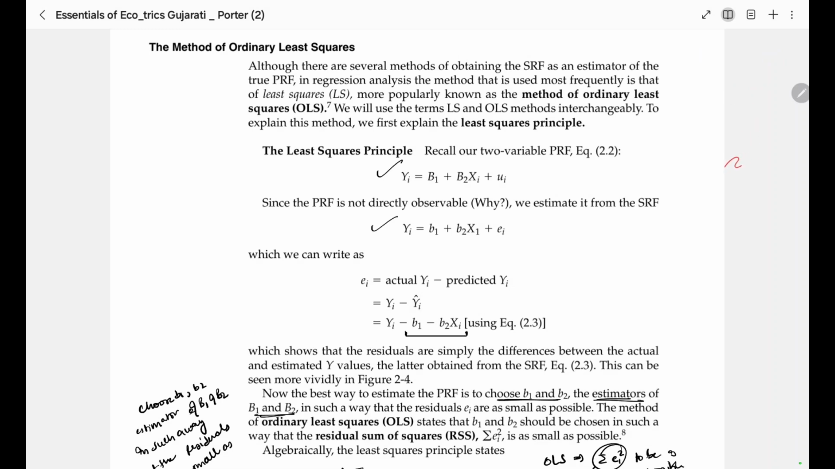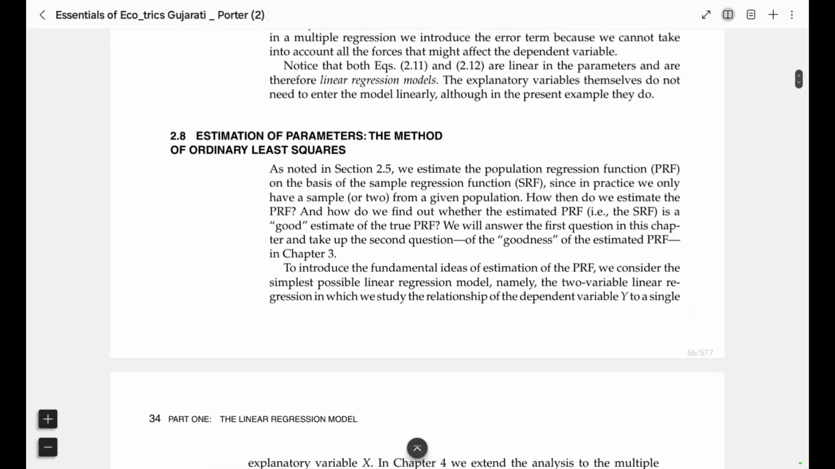Now we come to the method of how we find out the regression line. The estimation of parameters. How are we going to estimate these parameters, this beta 1, this beta 2? We said we will make an equation here with beta 2 xi, but how are we going to get values for these two things? How are we going to get the intercept, the slope? How will we reach these values? So that is what we will be talking about now.